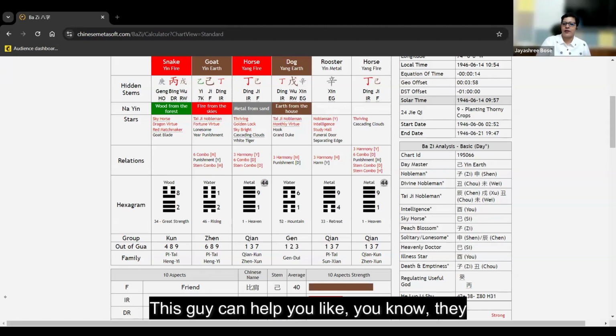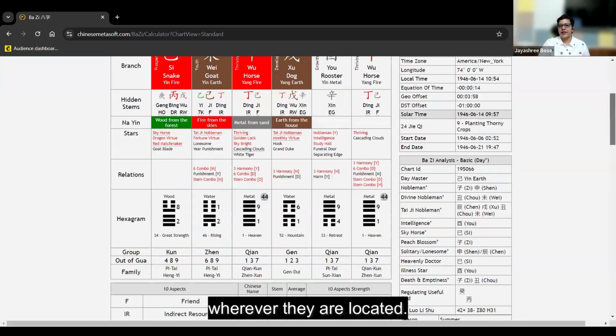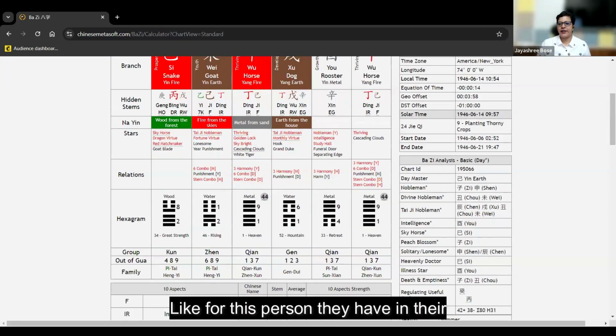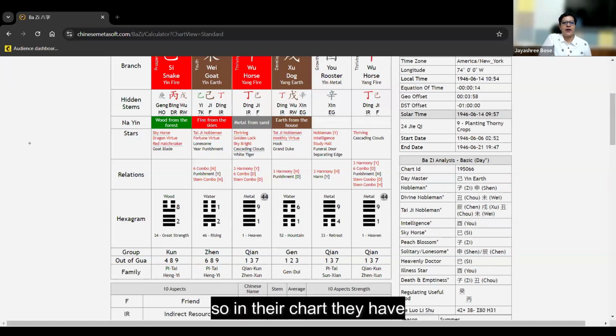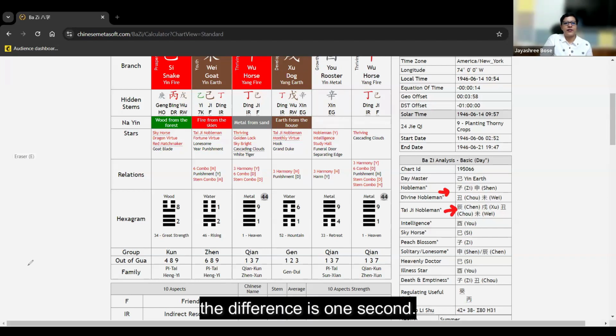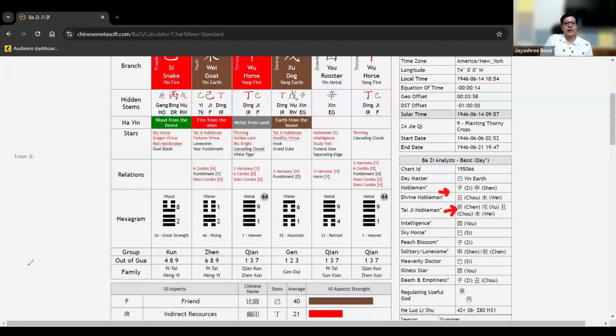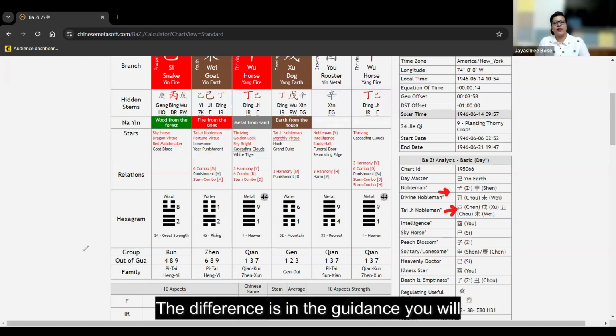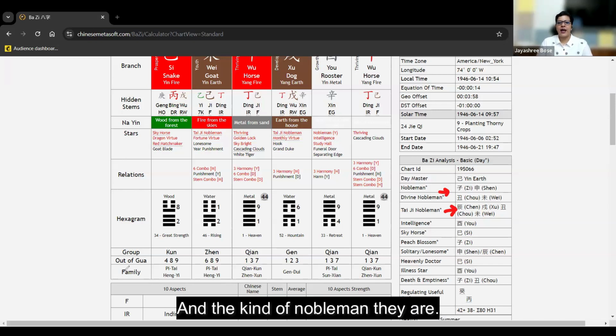This guy can help you in whatever issues you have and wherever they are located. Like for this person, they have in their chart, this is a way and a she, right? Okay. So in their chart, they have both Taiji nobleman and the divine nobleman. Okay. So when you have 2 of the noblemen, there's a difference between these noblemen. The difference is in the guidance you will receive and the kind of nobleman they are.